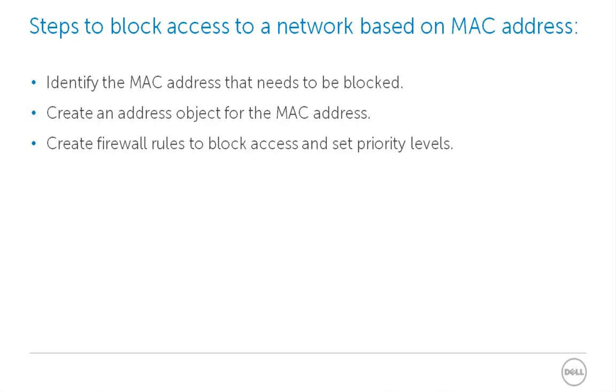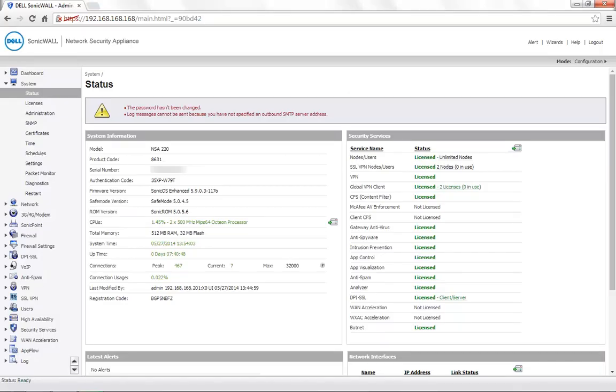Today for demonstration, we are using a SonicWall NSA 220 with the firmware version 5.9.0.3. Let us consider a scenario in which you need to block internet access to a particular internal system. Let us consider that system as the one that we are on right now. We need to first obtain the MAC address for this particular system.